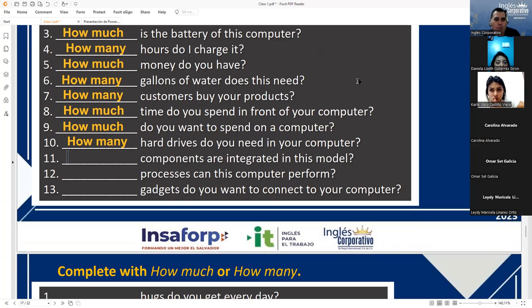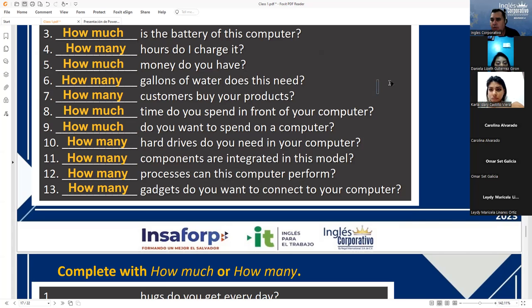How many components are integrated in this model? How many processes? How many processes can this computer perform? Not many. How many gadgets do you want to connect to your computer?